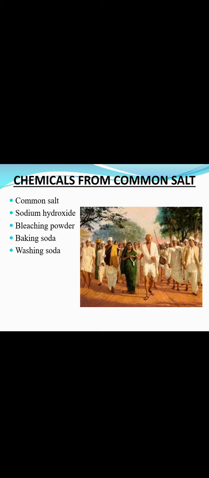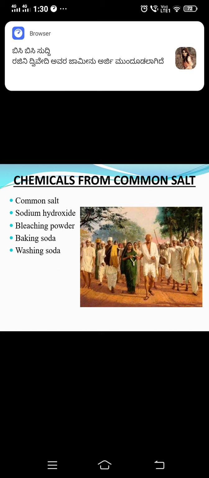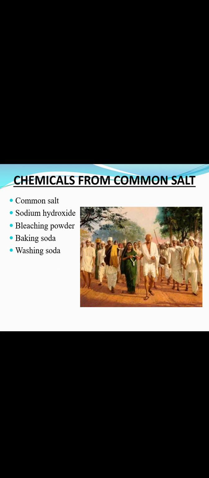The common salt obtained is an important raw material for various materials of daily use, such as sodium hydroxide, baking soda, washing soda, bleaching powder, and much more. We shall see their importance. Sodium hydroxide: when electricity is passed through an aqueous solution of sodium chloride, called brine, it decomposes to form sodium hydroxide. The process is called the chlor-alkali process because of the products formed, chlorine and alkali, that is sodium hydroxide. We know this electrolysis process, right?